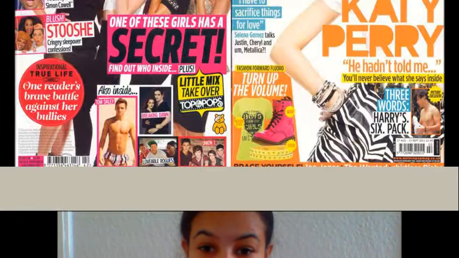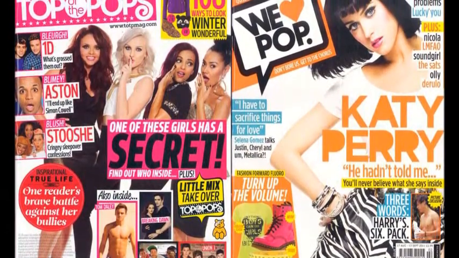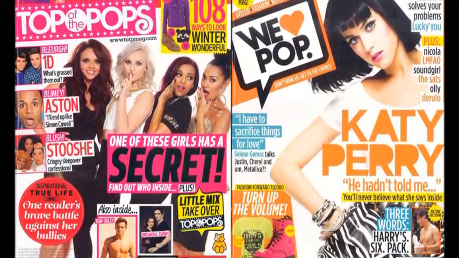The ones I decided to focus on and look at were Top of the Pops and We Heart Pop, or We Love Pop. From these two magazines, I looked at the front cover, contents page and double page spread. The reason I decided to look at more than one music magazine was so that I could look at the different structures. I decided that by doing this it would enable me to have more options and hopefully make my music layout better than what I was looking at in the magazines.